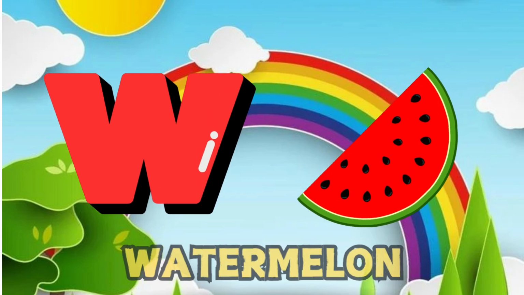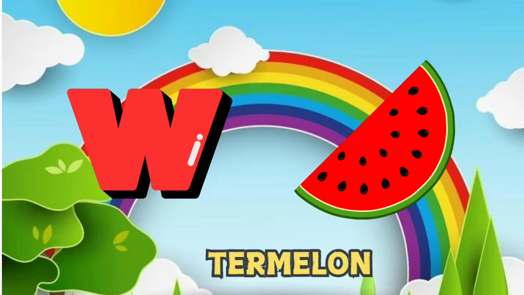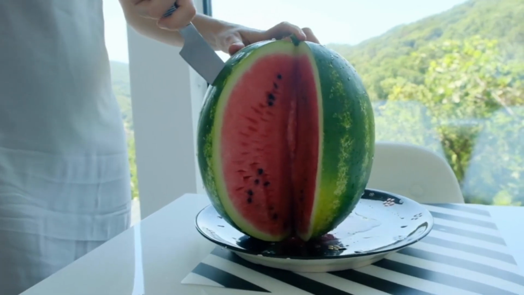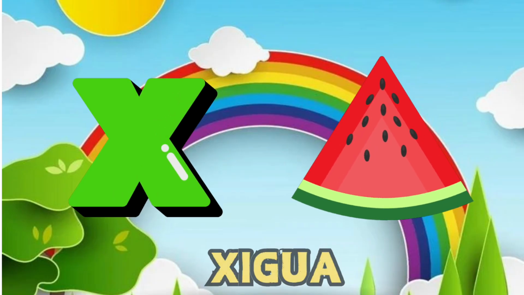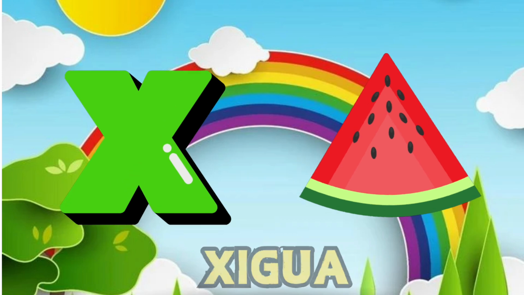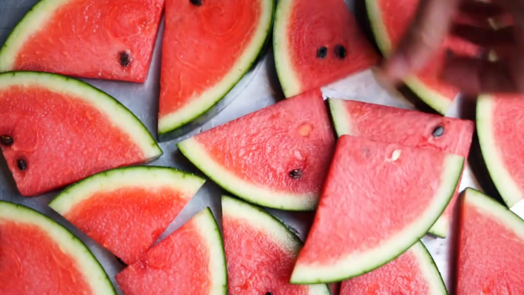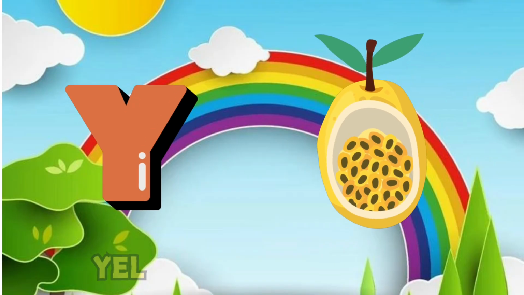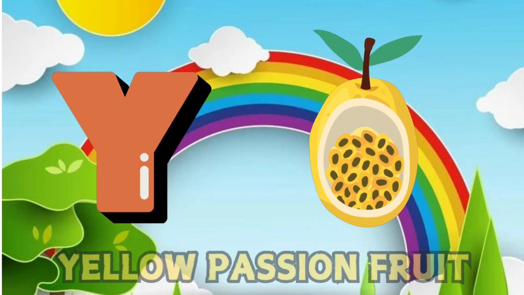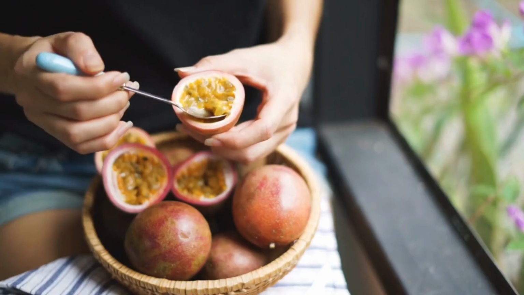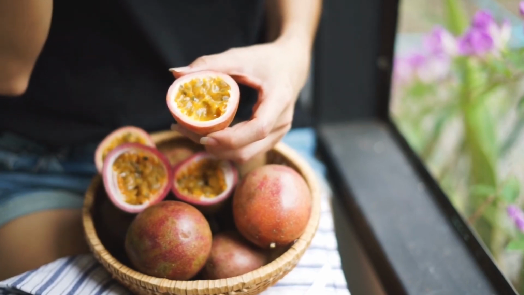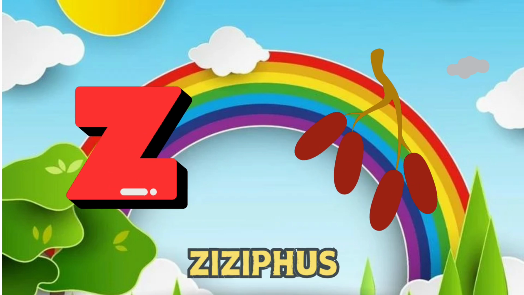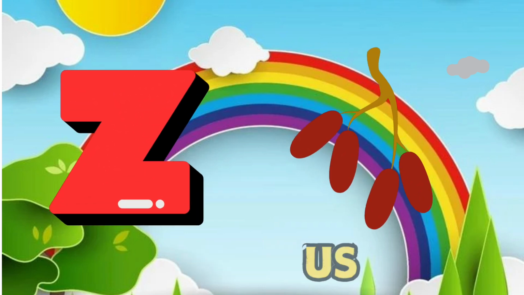W is for watermelon. Watermelon. X is for zigua. Zigua. Zigua is a Chinese name for watermelon. Y is for yellow passion fruit. Yellow passion fruit. Z is for ziziphus. Ziziphus.